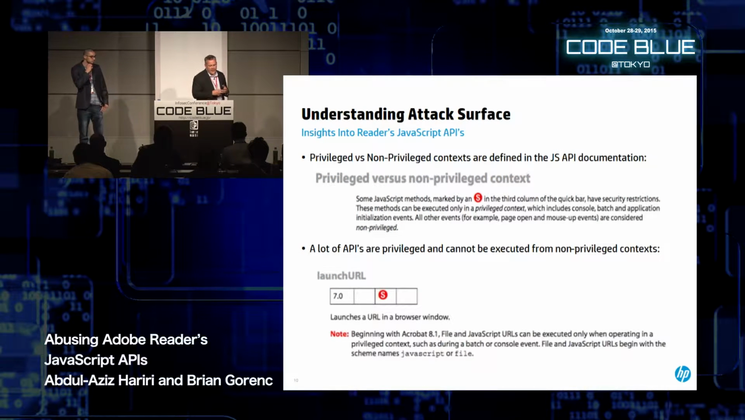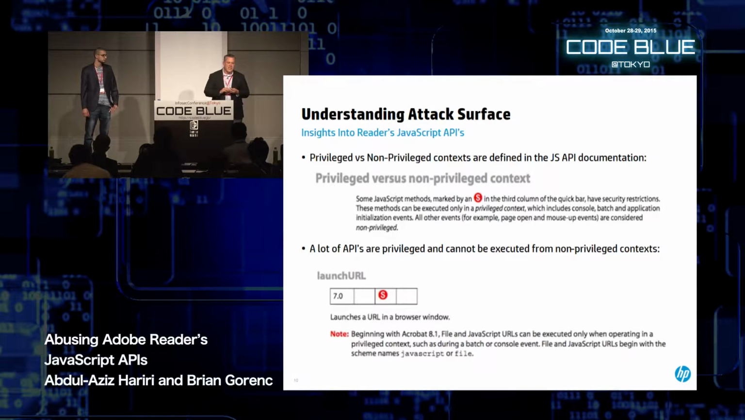So let's take a look at some of the mitigations that do exist in the Adobe Reader's JavaScript APIs. First, there's this idea of privileged versus non-privileged context. And this is defined in the documentation. APIs that have security restrictions on them need to be executed in a privileged context. And you can see privileged context can only be executed in several spots: when you're executing in console mode, when you're executing in batch mode, and when the application is initializing. And finally, you can execute privileged APIs if you are trusting the document certificate.